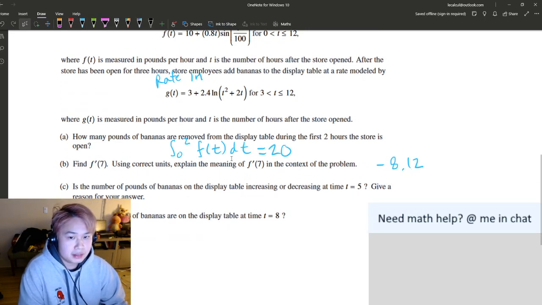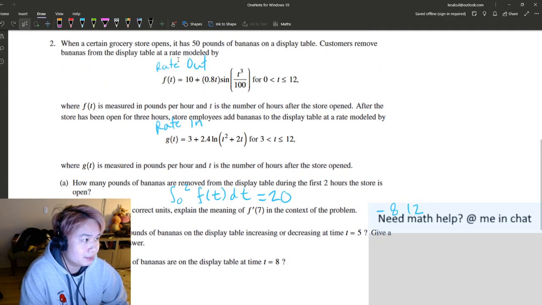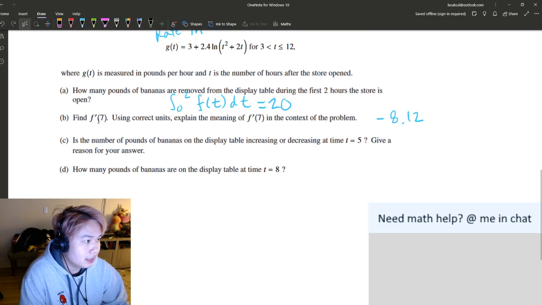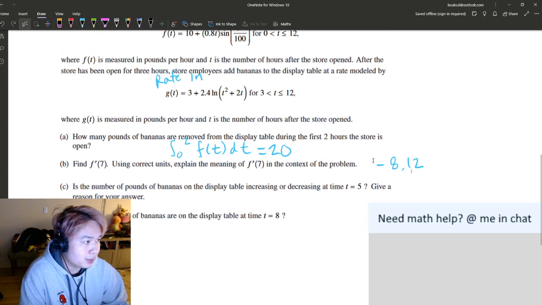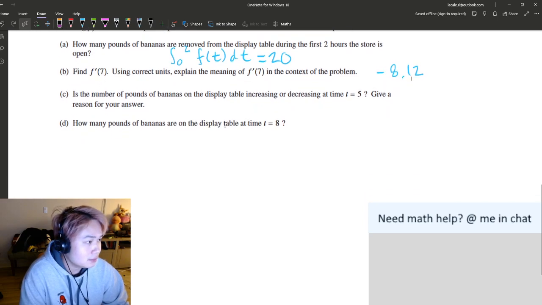Okay, so this is the rate of change of our rate of bananas leaving. So after 7 hours, the rate at which the bananas are leaving is decreasing by 8.12 pounds per hour per hour. So you would say that as your context. And then let's see, is the number of pounds of bananas on the display table increasing or decreasing at t equals 5?